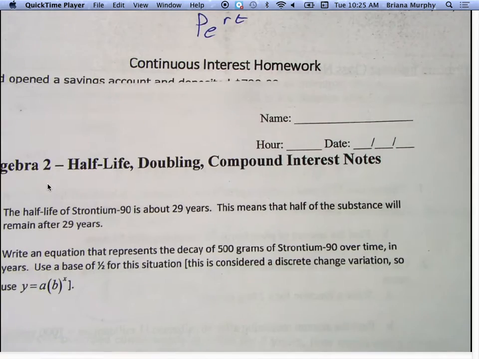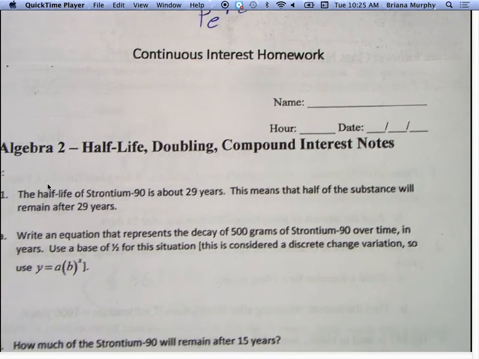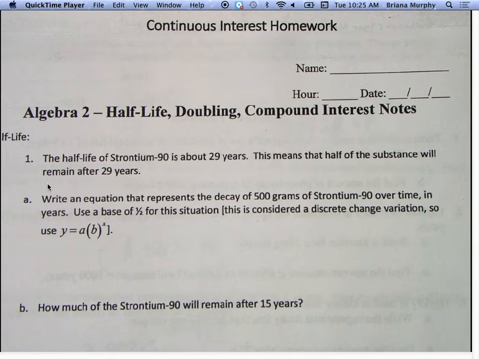Okay, so today we are going to be looking at half-life, doubling, and compound interest notes. The half-life of this substance, which I can't pronounce, strontium 90, is about 29 years. This means that half of the substance will remain after 29 years. We're going to write an equation that represents the decay of 500 grams of strontium 90 over time in years. Use a base of 1/2 for this situation because it's half-life.